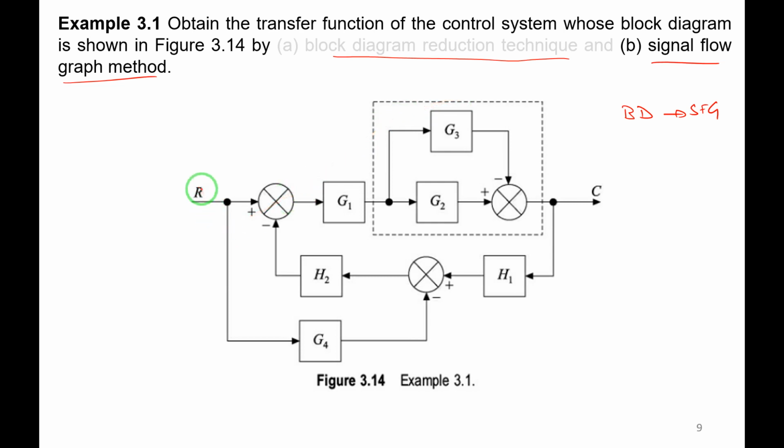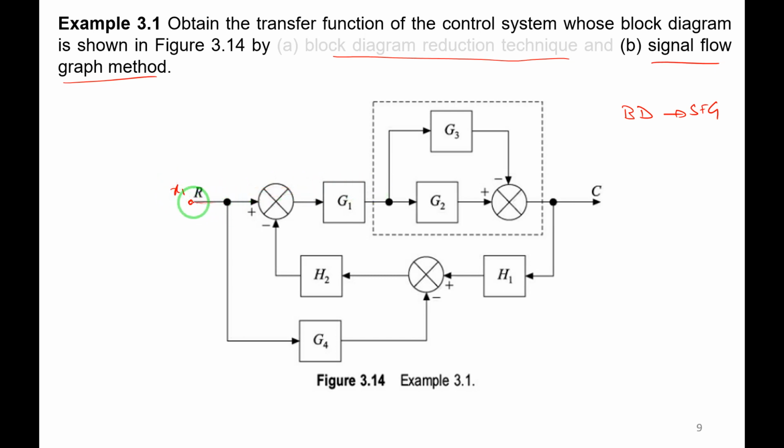Assume nodes at the input, output, intermediate nodes, summing points, takeoff points, all those things. So here the input is here. I'll take one node here, input R. So R is one input node. Let me call it X1. I have to number them in the order.